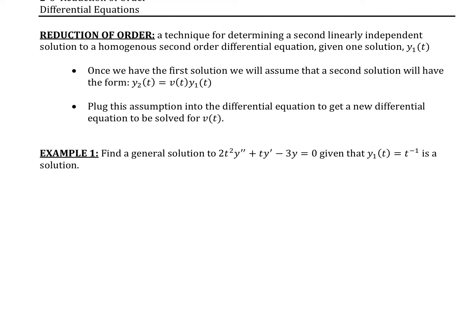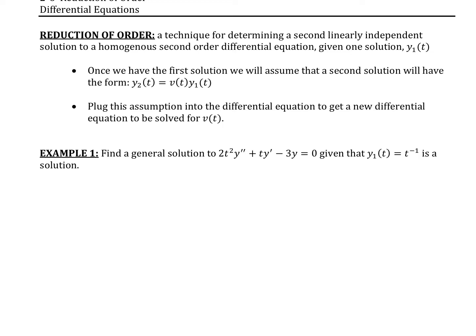Okay. So this says to find a general solution to the equation 2t squared y double prime plus t y prime minus 3y equals 0. So, a second order linear differential equation. We know that one of our solutions is y1 of t equals t to the negative 1. If I want to find a general solution, I'm looking for something that is the superposition of two solutions. When we did the repeated or the real distinct roots, we did something like c1 e to the rt plus c2 e to the rt. That's the type of solution I'm looking for.